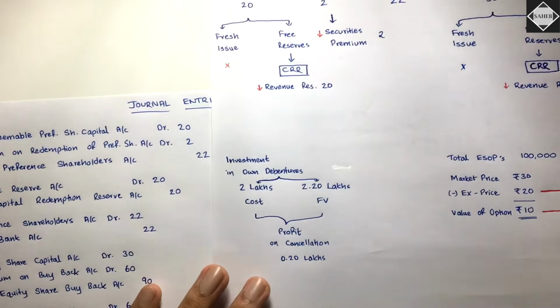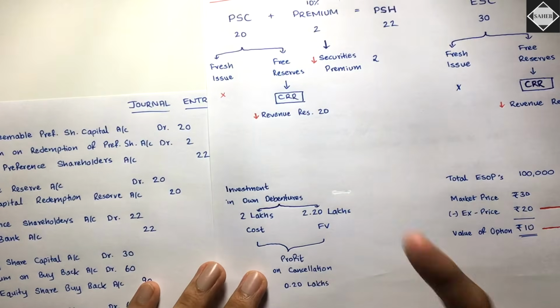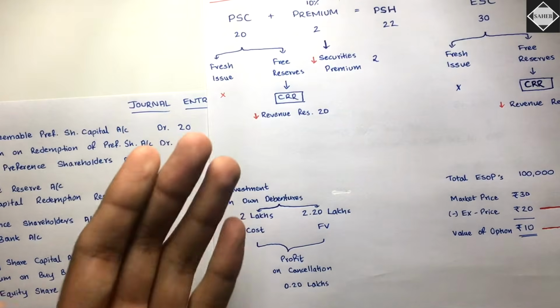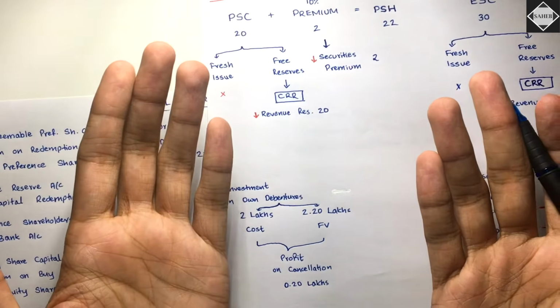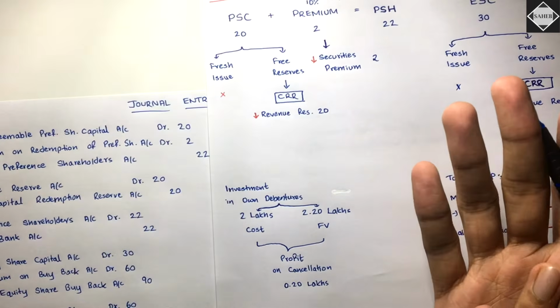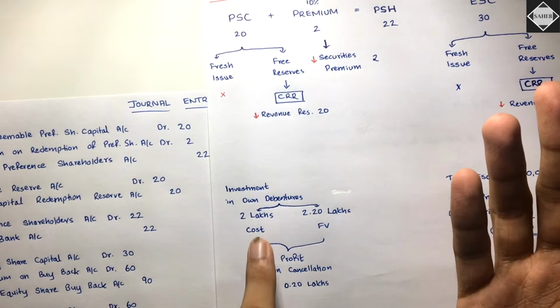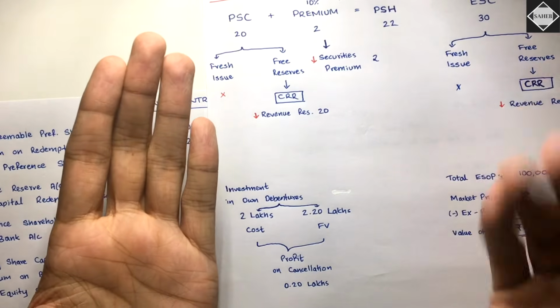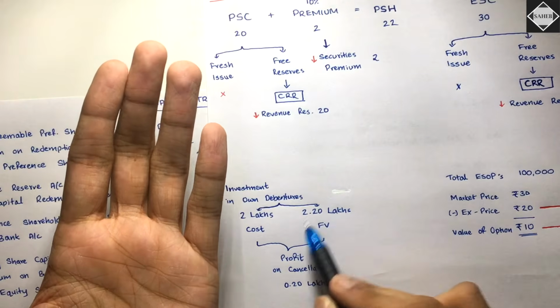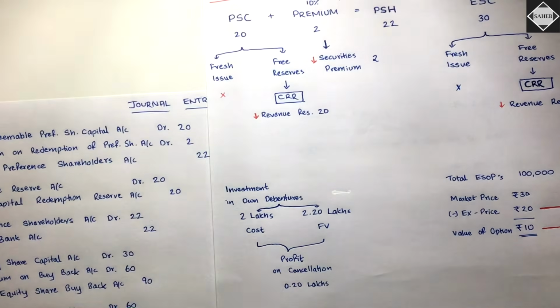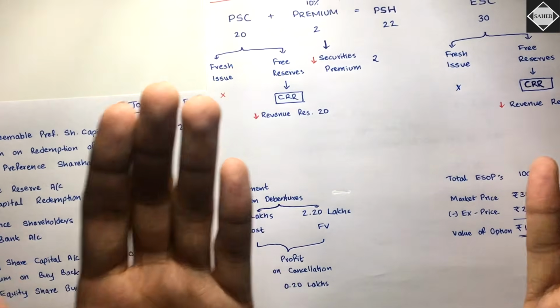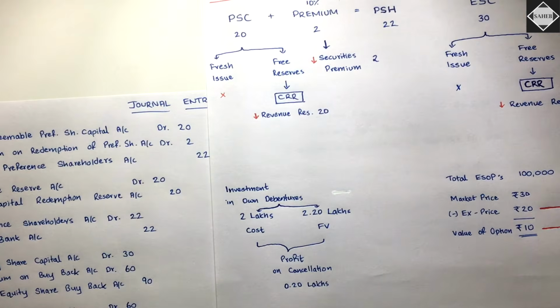See, what did I say? Investment in own debentures, two things were involved over here. One is asset and the other is liability, right? So the asset is of 2 lakhs and the liability is of 2.20 lakhs. The face value of which we are cancelling right now is 2.20 lakhs. So when we cancel, the profit on cancellation will be 0.20 lakhs.